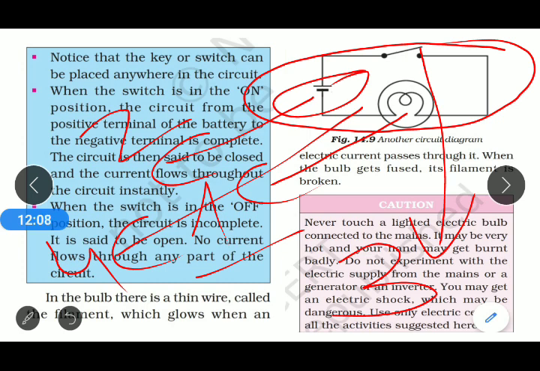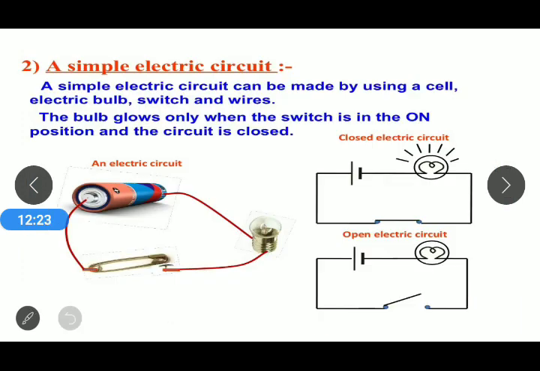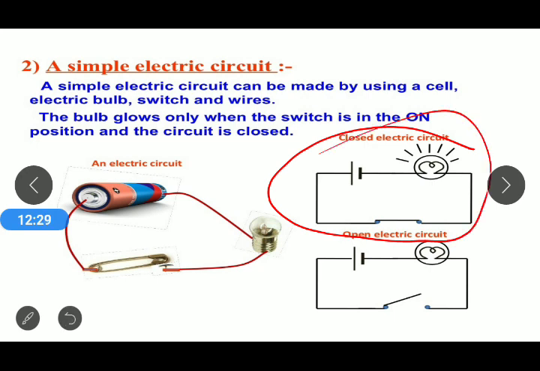So basically, to perform that activity, we require an electrical cell, an electrical switch, an electrical bulb, and connecting wires. With the help of these, we are going to try to form an electrical circuit like the one shown in the figure. Also, in that slide a similar kind of electrical circuit is there.